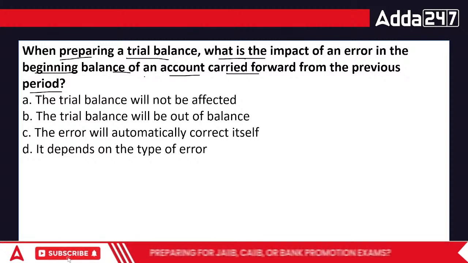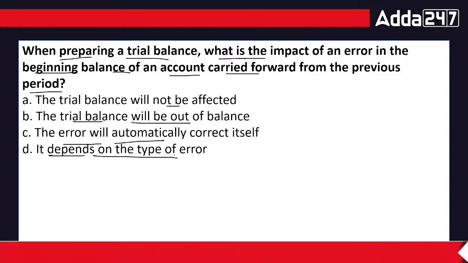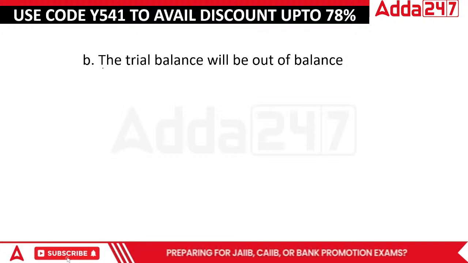So how do we deal with it? The trial balance will not be affected. The trial balance will be out of balance. The error will be automatically corrected itself, or it depends on the type of error. In this case, the correct answer is the trial balance will be out of balance.